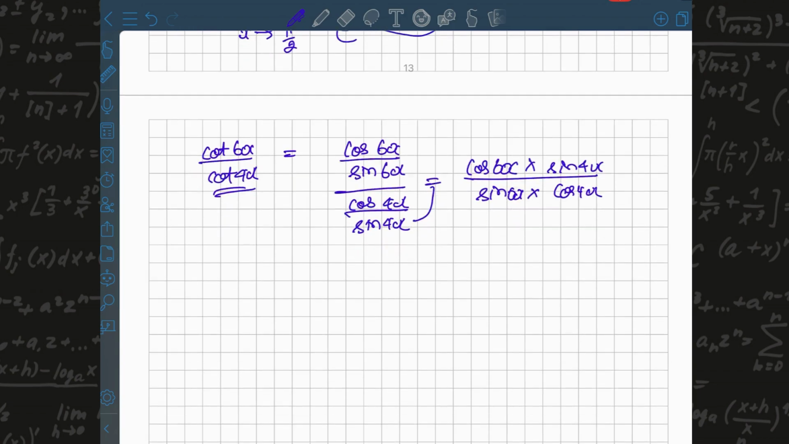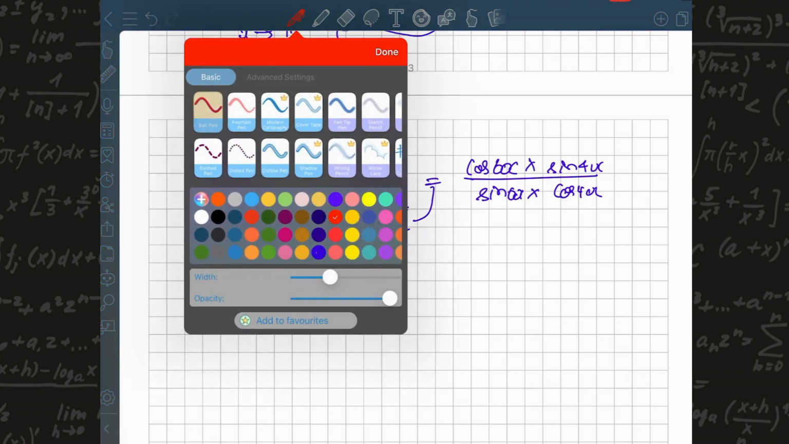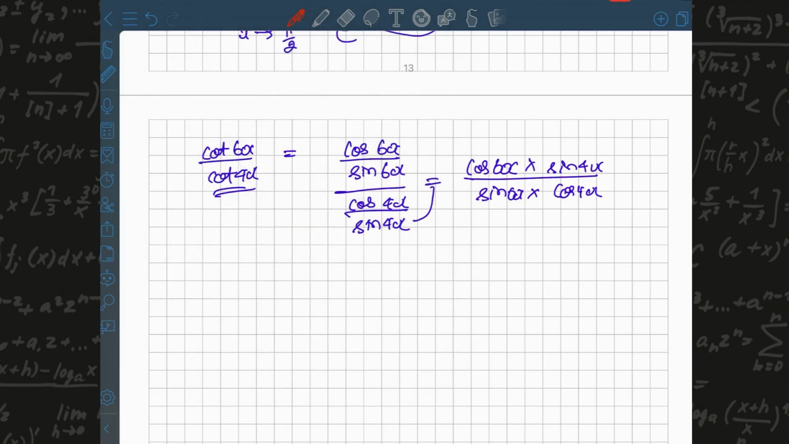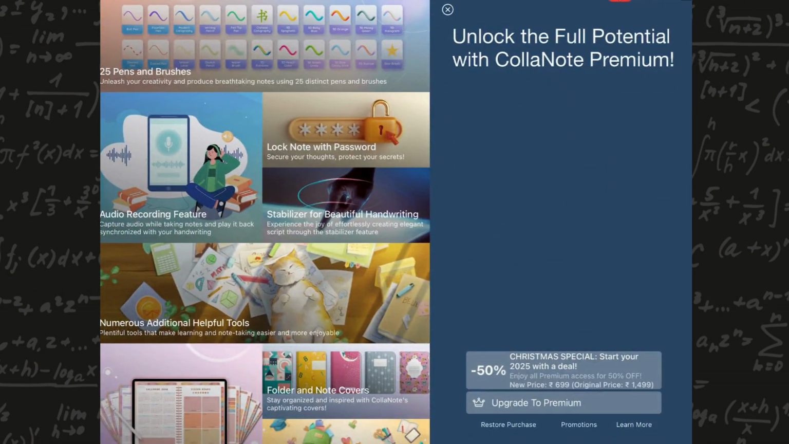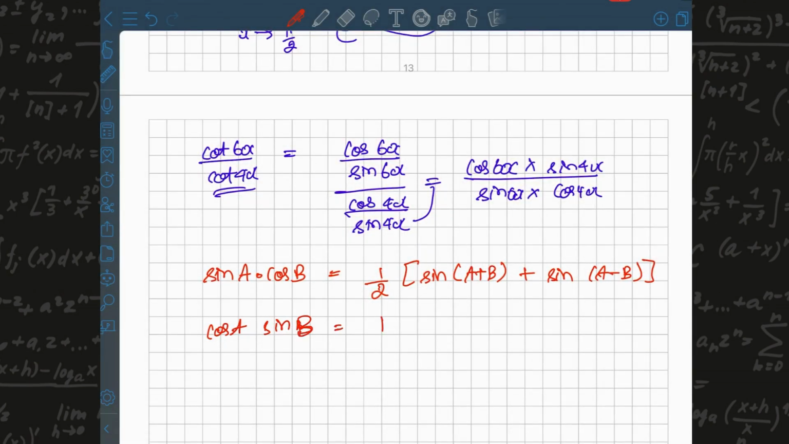Now we have already studied these formulas in trigonometry, but still I am writing it for your reference. If you don't have it, write it in your formula notebook. Sin A cos B means it is 1 by 2 of sin A plus B plus sin A minus B. Similarly, cos A sin B means it's 1 by 2 of sin A plus B minus sin A minus B.